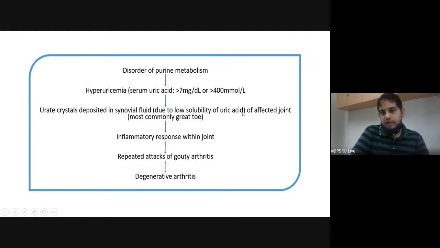Due to the low solubility of uric acid, the affected joint is mostly the great toe. And ultimately, when something gets stuck in the joints, our immune system will sense it, and inflammatory responses will be initiated in the joints. The person will get pain and all these symptoms of inflammation. But again, whether you are diagnosing a patient with gouty arthritis, rheumatoid arthritis or osteoarthritis, the treatment we start accordingly, right?